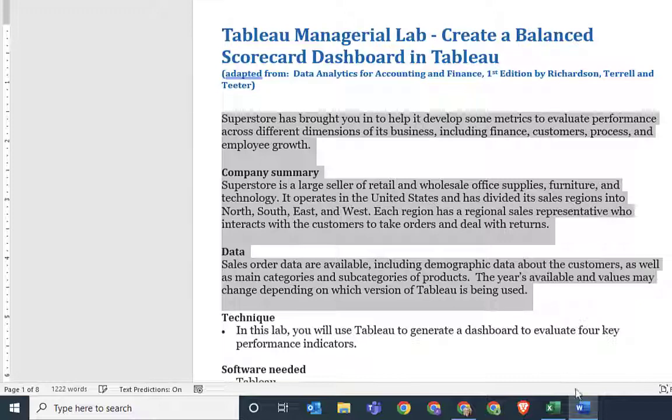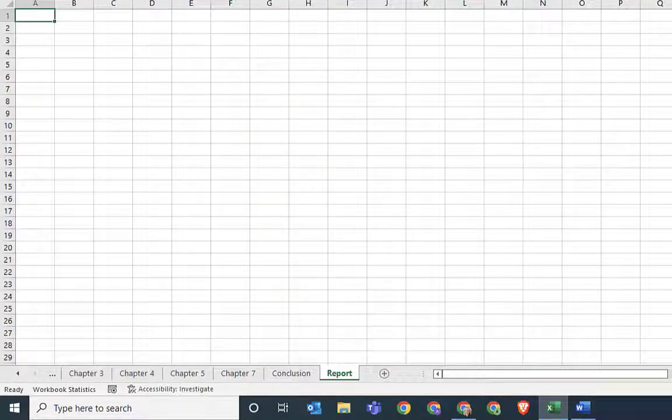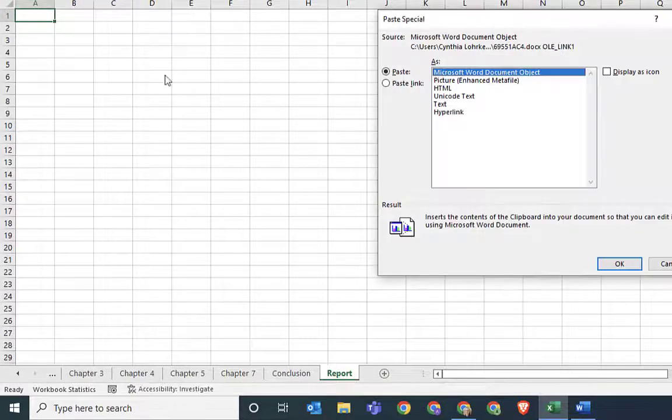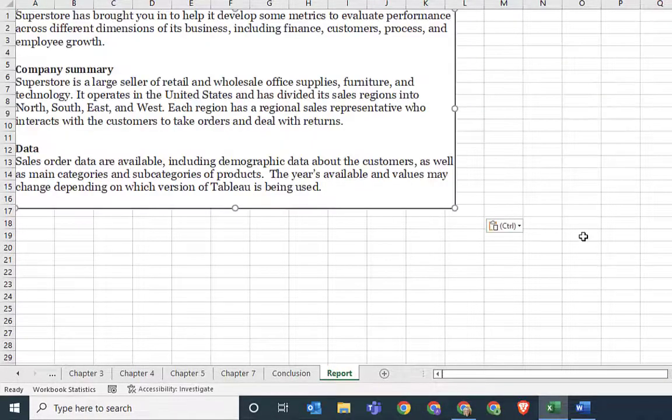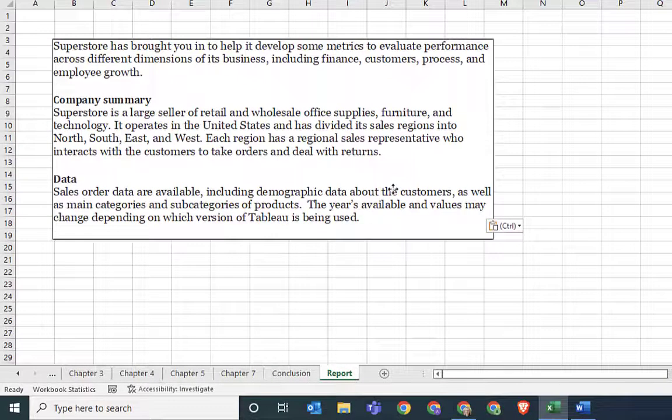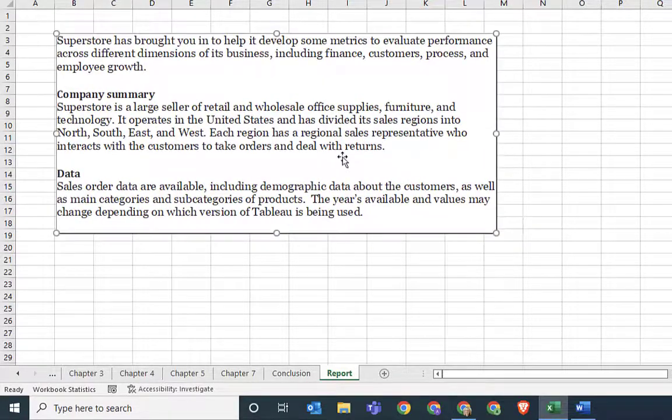So I'm just going to copy it after it looks nice in Word. And I'm going to paste special, and I'm going to paste it as a Microsoft Word document object. And you can see it comes out really, really nicely in here. And I can actually even move it around and center it. And that way it looks very nice, and it looks just like it was word processed. And that way you can get all your misspellings, do your spell check, make sure it looks nice, all of your different things.